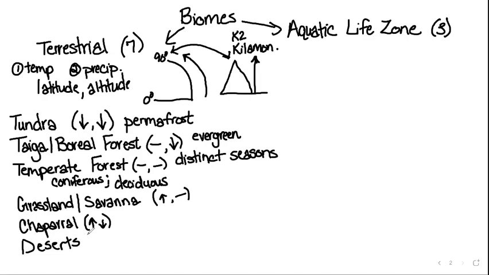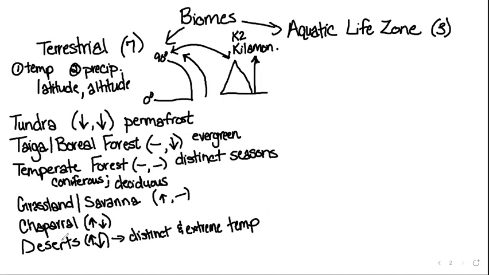Okay. And we know that deserts have very high temperatures, very low rainfall. This is also going to let us know that we have distinct and extreme temperatures. Okay. So it's very, very hot during the day, very, very cold at night.